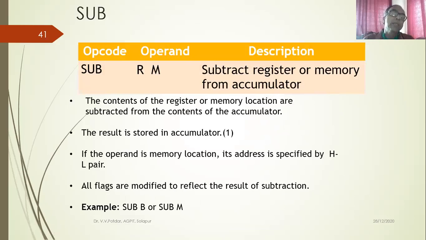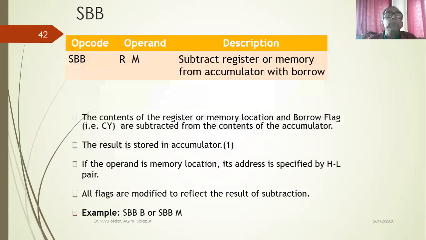Subtract related opcode is SUB. Operand is R and M. Subtract register or memory from accumulator. The contents of the register or memory location are subtracted from the contents of the accumulator. The result is stored in the accumulator. It consumes 1 byte. If the operand is a memory location, its address is specified by the HL pair. All flags are modified to reflect the result of subtraction. Example is SUB B or SUB M.